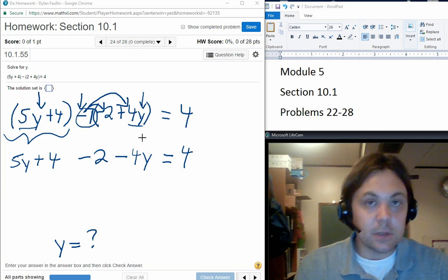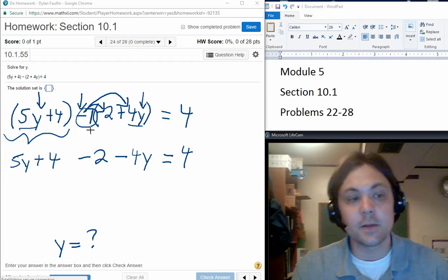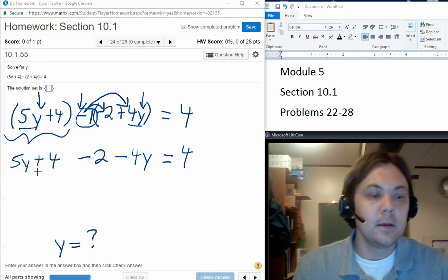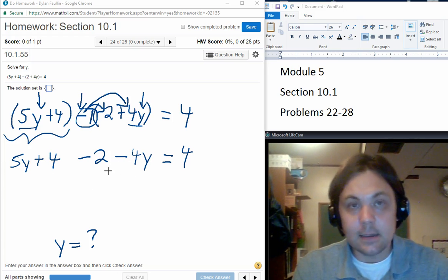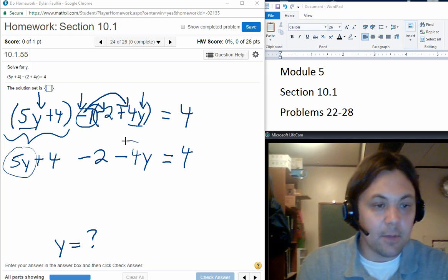But once we've distributed the minus sign, the parentheses are no longer necessary, so I stop writing them. I don't copy the parentheses down here because there's no mathematical purpose for them once I've distributed the negative sign or the minus sign. So with the parentheses out of the way, I can go ahead and simplify the left-hand side, clean things up over here.